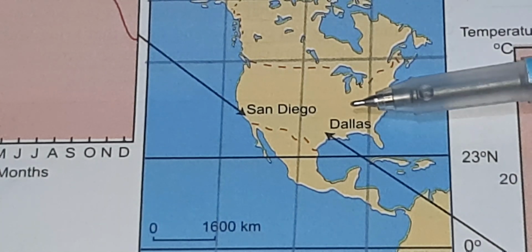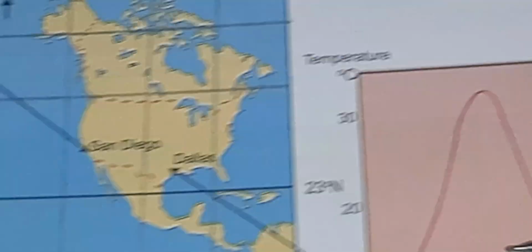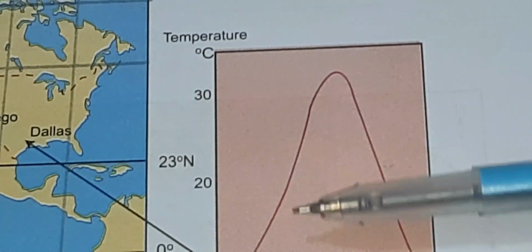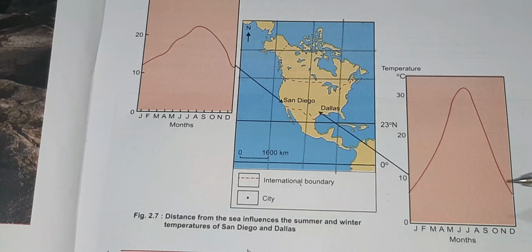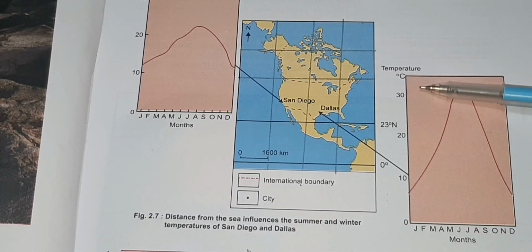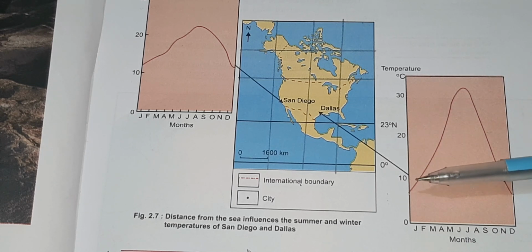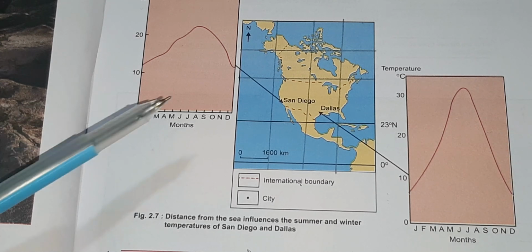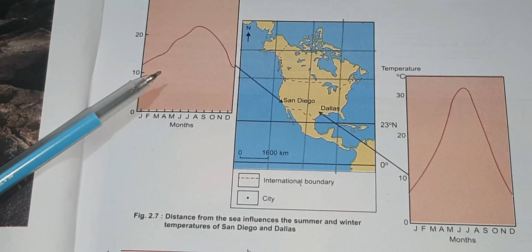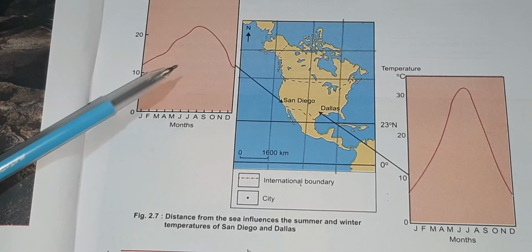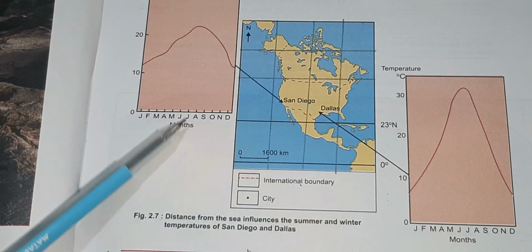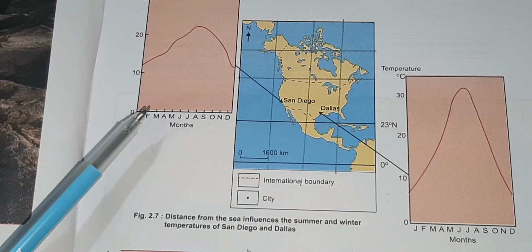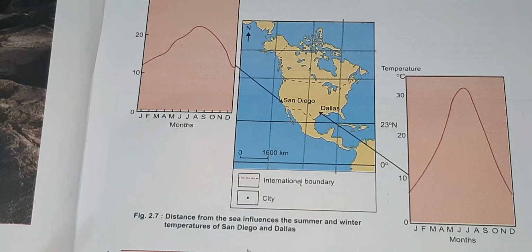and Dallas. So if you see this diagram here, there is a temperature. You see that is the month here, and here is the temperature in degrees Celsius: 10, 20 and 30. This is the temperature of Dallas, and another here, this is San Diego. So what's the difference between those two places? That is what this diagram is showing.